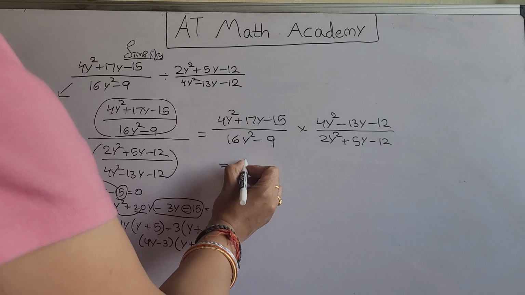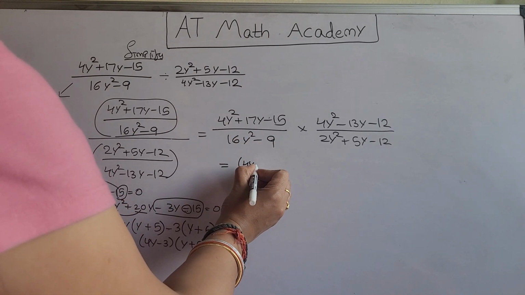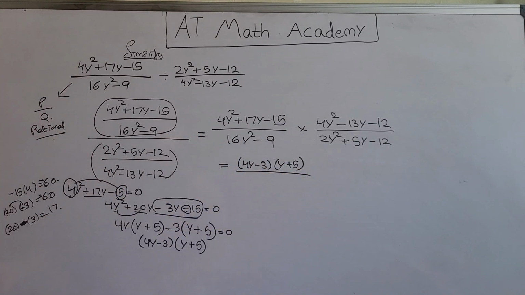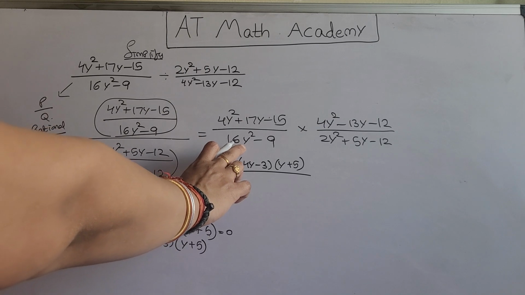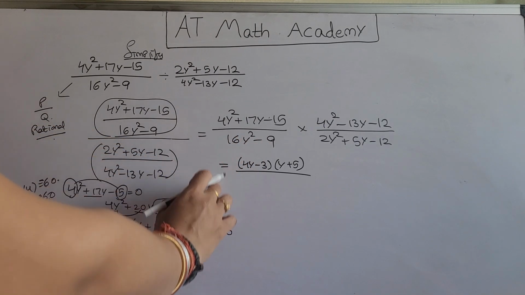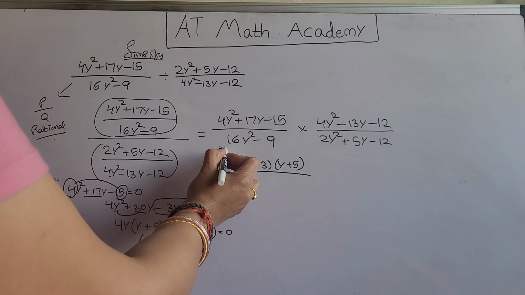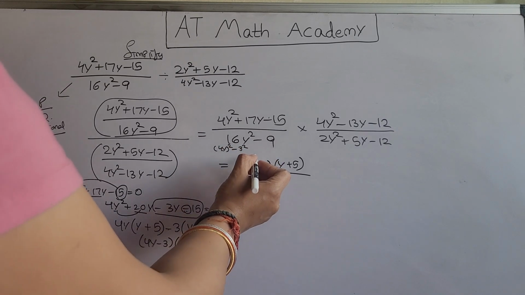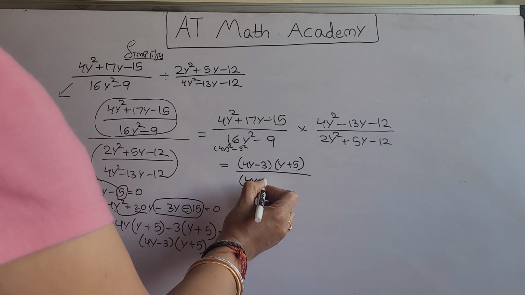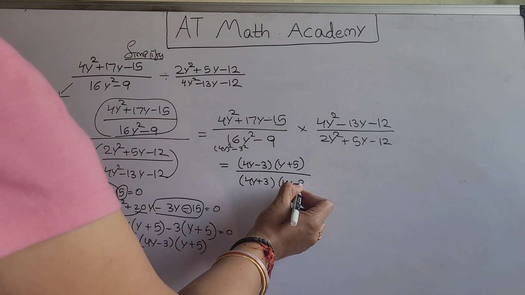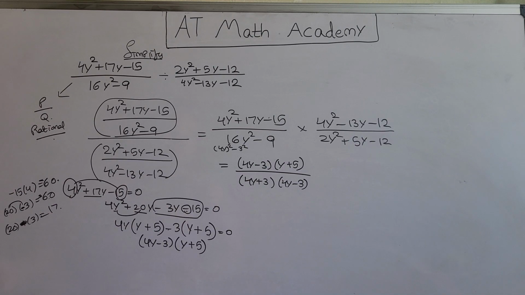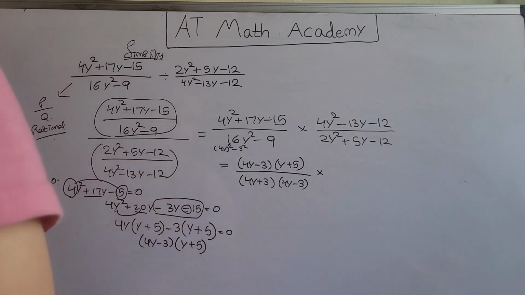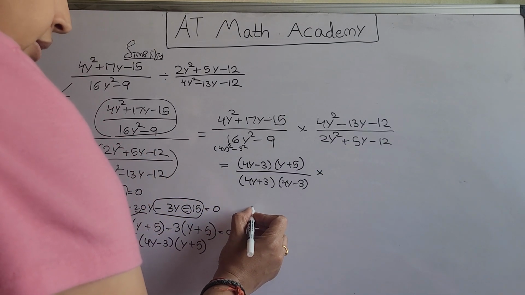So I am rewriting this expression as 4y minus 3 into y plus 5. For the denominator 16y square minus 9, when you closely observe, it is of the form a square minus b square, where a is 4y and b is 3. So a square minus b square is a plus b into a minus b, which is 4y plus 3 into 4y minus 3. I am rewriting the denominator like that, and now I am left with these two quadratic expressions for which I am finding the roots.